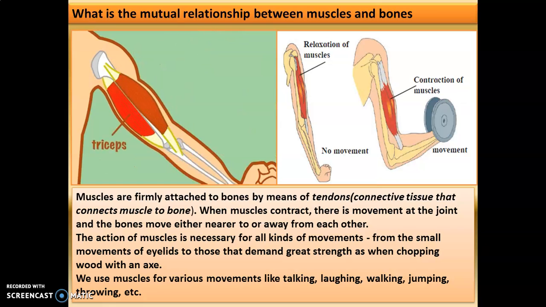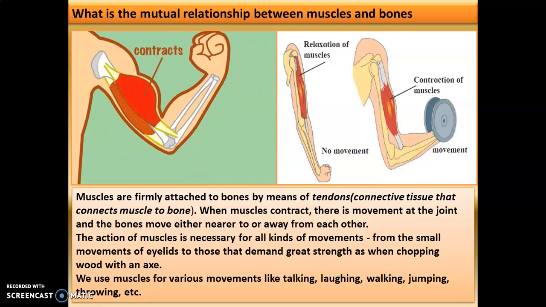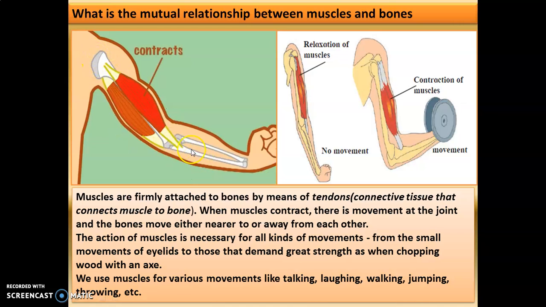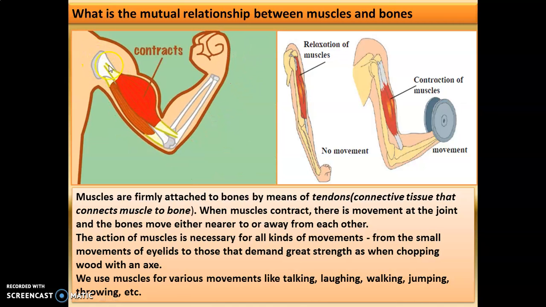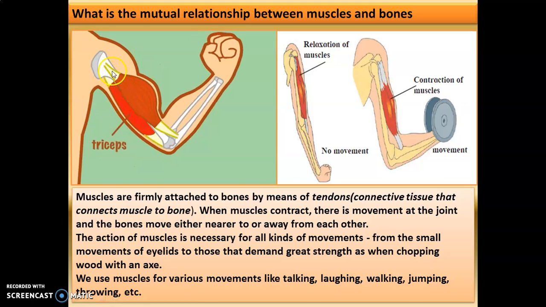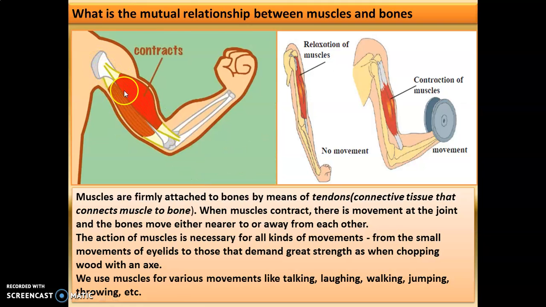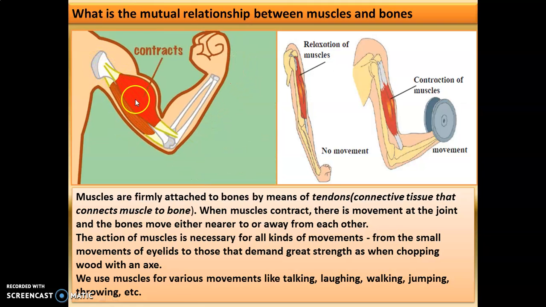Now let's see the mutual relationship between muscles and bones. Muscles are firmly attached to bones by means of tendons. Tendons are connective tissue that connects muscle to the bone. You can see in the diagram, this is the bone, this is the muscle, and the green thread-like structures that you can see are tendons, which are the connective tissue joining this particular bone and the muscle.